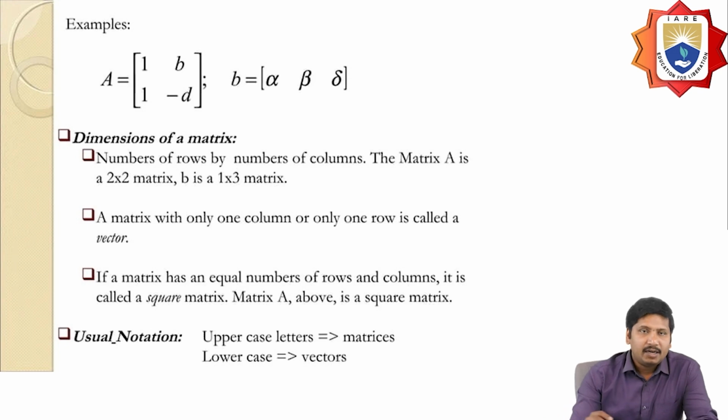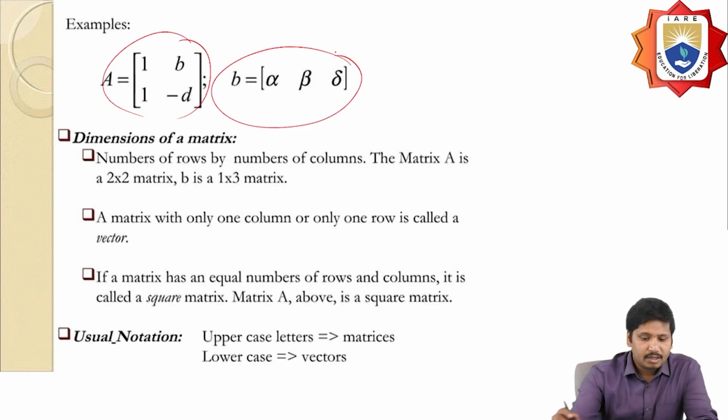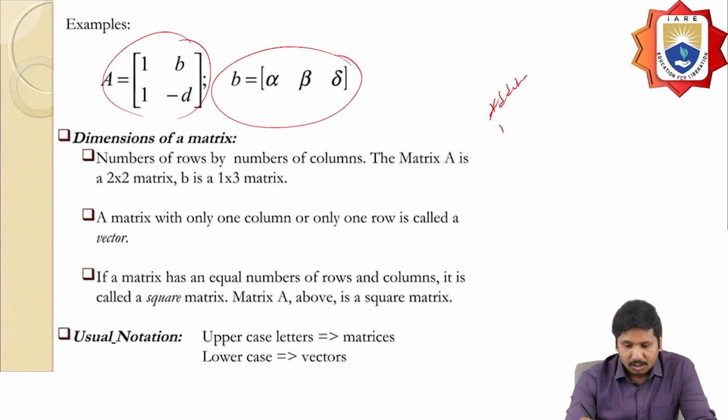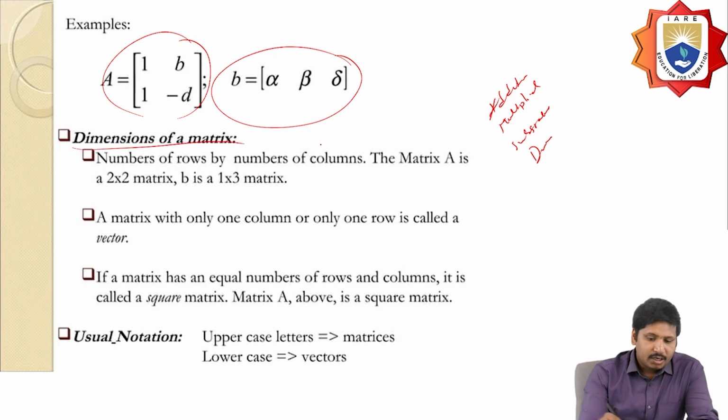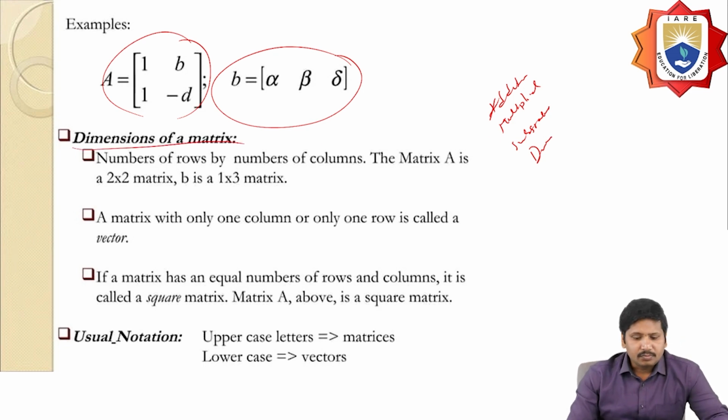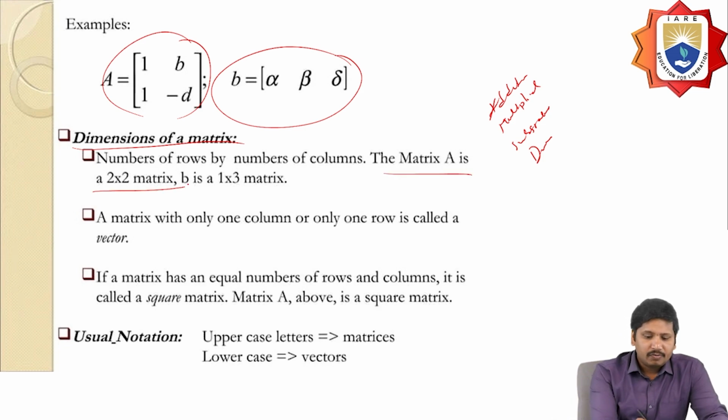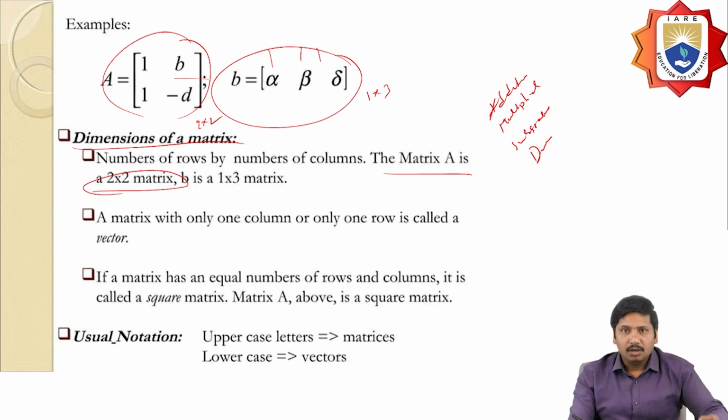Suppose I have a matrix like this, and I also have another matrix. If I'm going to perform operations like addition, multiplication, subtraction, and division, we have to know the dimensions of the matrix. The dimension of matrix A is written as number of rows by number of columns. So here it is 2 rows and 2 columns, a 2 by 2 matrix. And here we have only 1 row but 3 columns, so that is a 1 by 3 matrix.